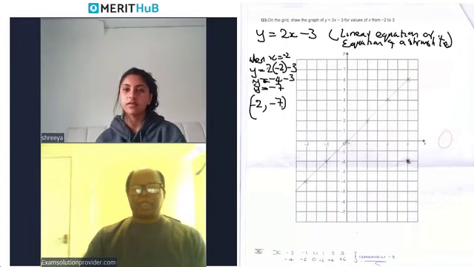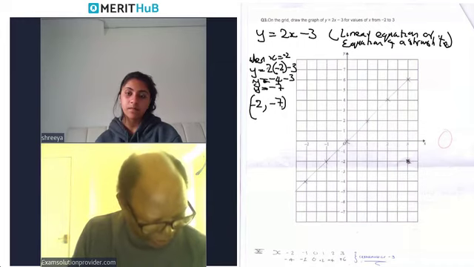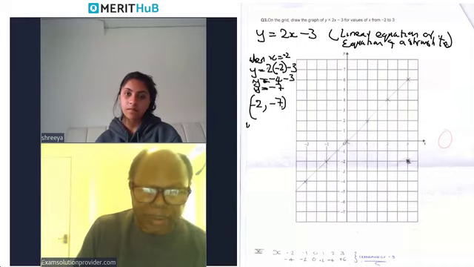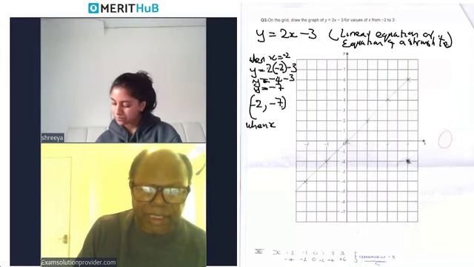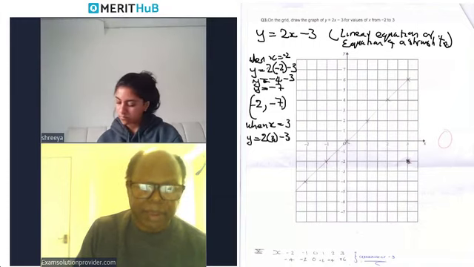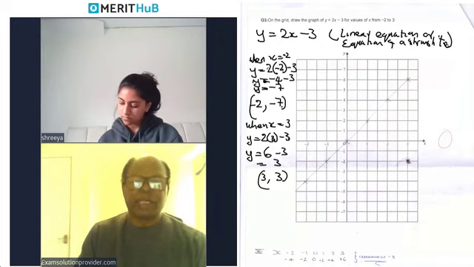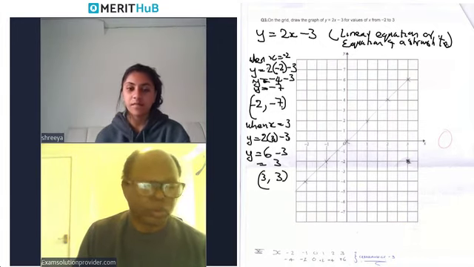So that's the first point. We needed the second point. The second point, they have told us when x equals 3. So when x equals 3, we're going to substitute. We need to find y. So y is equal to 2 bracket 3 minus 3. So y is going to be equal to 6 minus 3, which equals 3. So this point is going to be 3, 3. And that's all we need to draw the line.